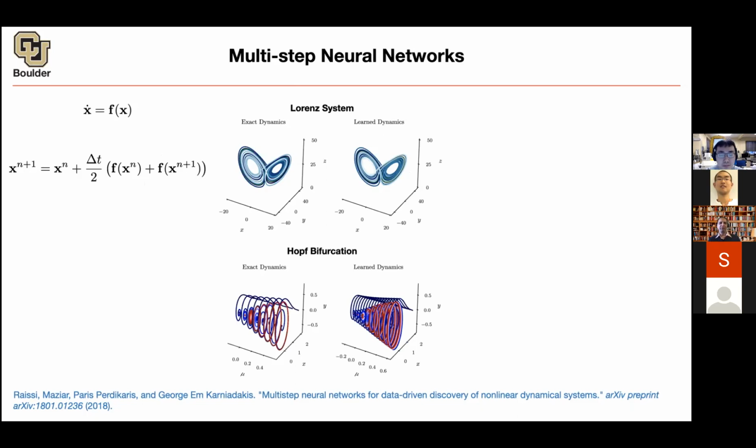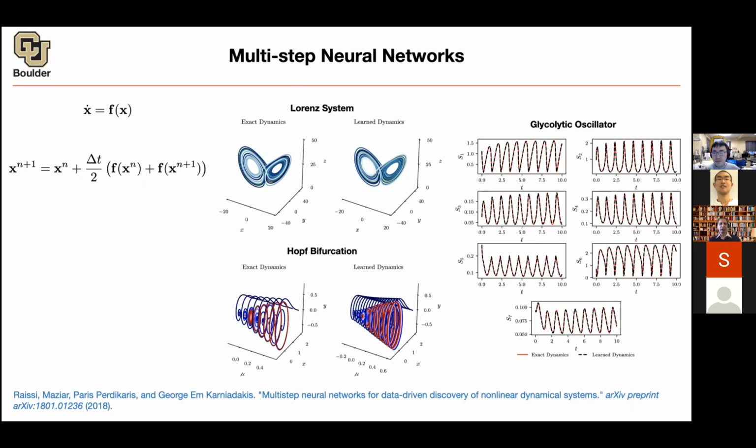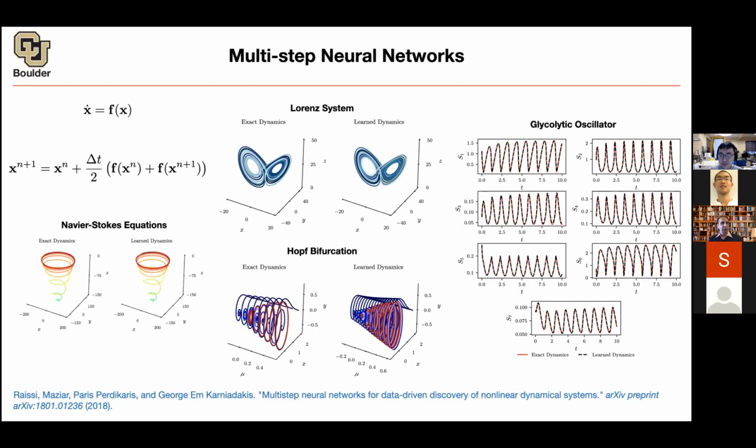You can do Hopf bifurcation. You can do the glycolytic oscillator. This is typical of biological systems. Actually, this framework you can apply to COVID dynamics, SIR models. Or you can do Navier-Stokes in a lower dimension. Basically, here you are reducing the dimension of the velocity field to 3 dimensions. So you're doing POD.